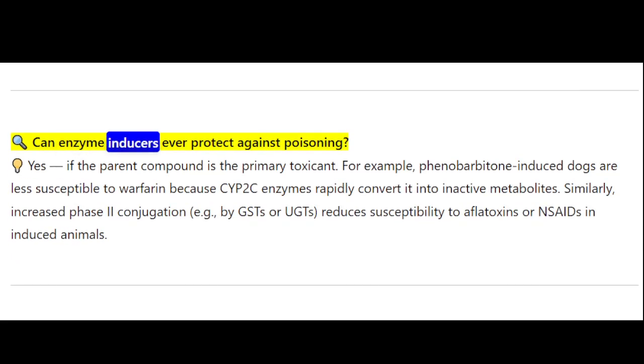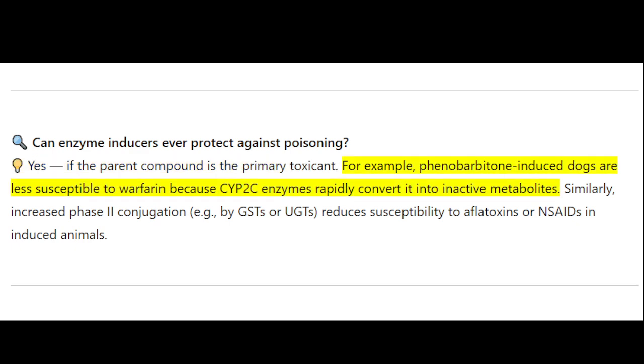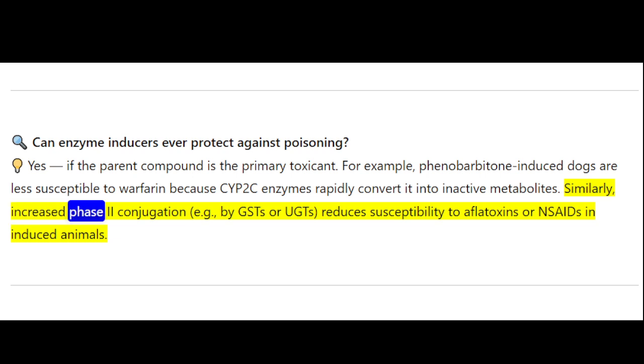Can enzyme inducers ever protect against poisoning? Yes, if the parent compound is the primary toxicant. For example, phenobarbital-induced dogs are less susceptible to warfarin because CYP2C enzymes rapidly convert it into inactive metabolites. Similarly, increased phase II conjugation, for example, by GSTs or UGTs, reduces susceptibility to aflatoxins or NSAIDs in induced animals.